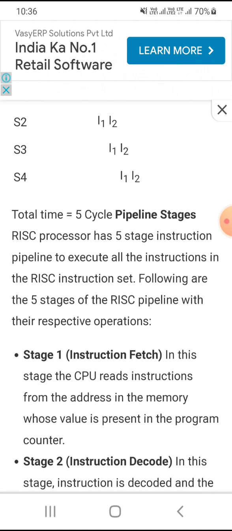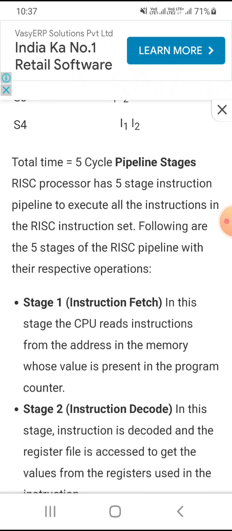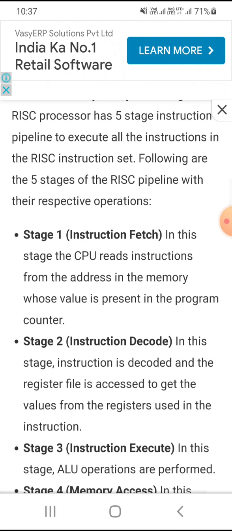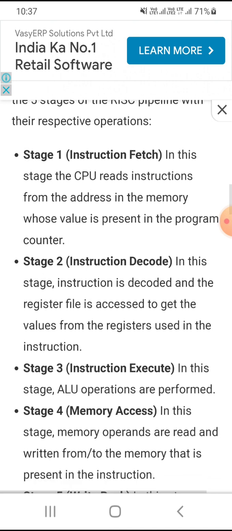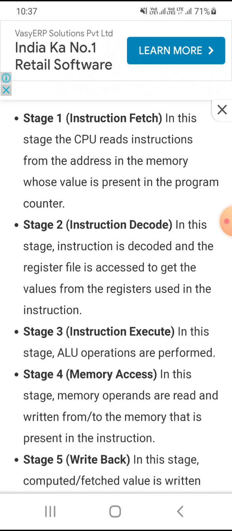Pipeline stages. A RISC processor has a 5-stage instruction pipeline to execute all the instructions in the RISC instruction set. The following are the 5 stages of the RISC pipeline with their respective operations. Stage 1, instruction fetch. In this stage, the CPU reads instructions from the address in memory whose value is present in the program counter. Stage 2, instruction decode. In this stage, the instruction is decoded and the register file is accessed to get the values from the registers used in the instruction.